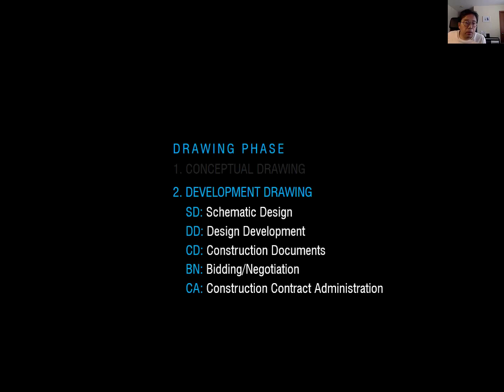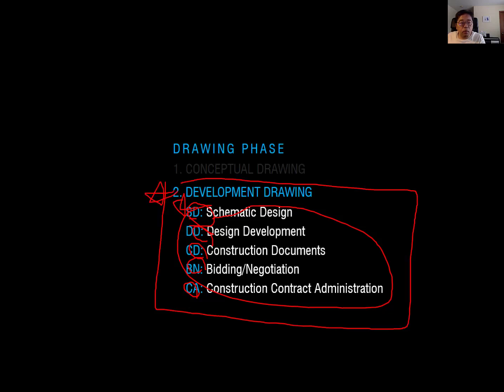So please remember these 5 stages. This is very important for understanding the schedule and the design process. You have to remember what SD is, what DD is, what CD is, what BN is, what CA is, and then what the process is in SD, in DD, in CD, in BN, and in CA. So please memorize all these terms. You will keep using these terms for the future of your career.